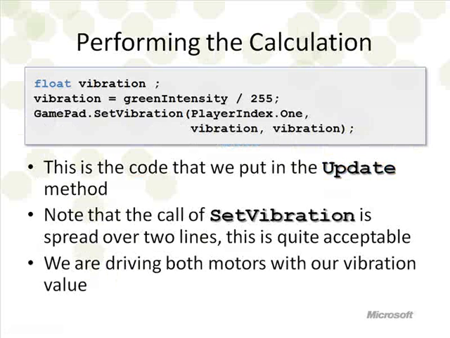The next thing we have to do is set the vibration of the gamepad to that value, and SetVibration is actually rather a cute little method. It lives inside the GamePad class, and we give it the number of the gamepad we want to make vibrate, in this case player 1's gamepad, and the amount of vibration for left and the amount of vibration for right. Now I'm going to make them both vibrate the same.